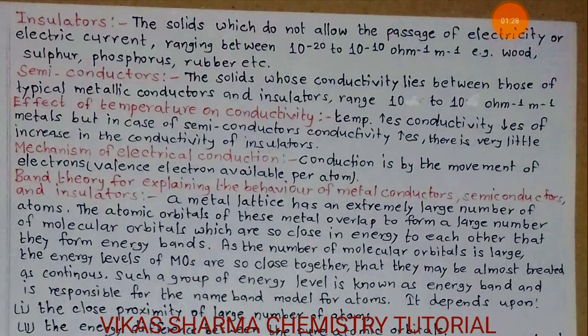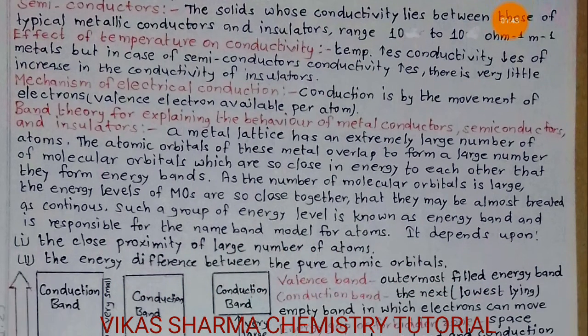And the third category, students, is semiconductors: solids whose conductivity lies between those of typical metallic conductors and insulators, which means between the range of 10 to the power ohm per meter. They are in the middle.